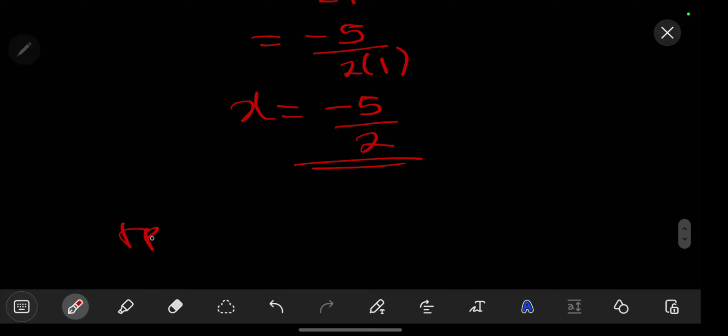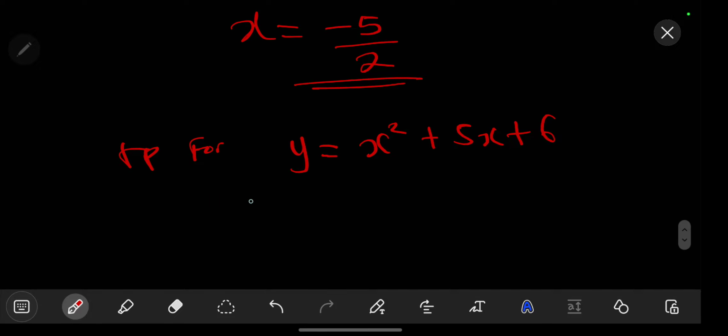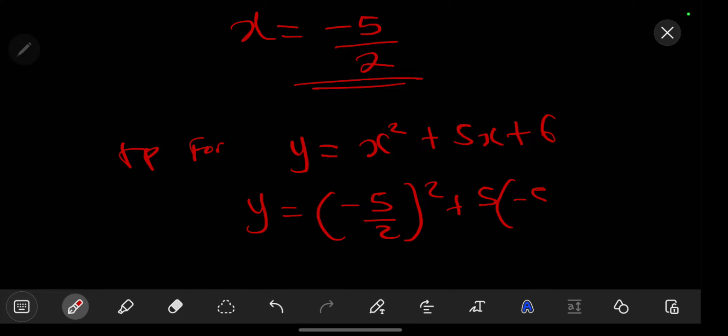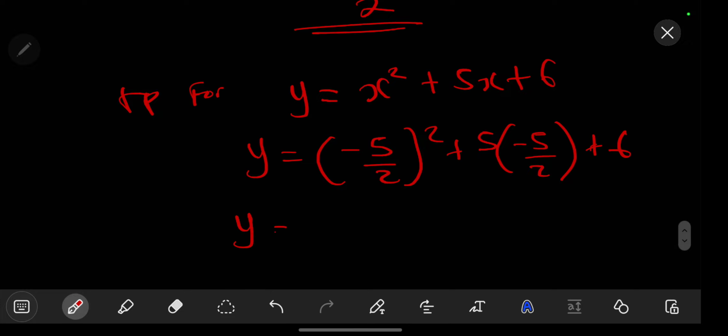So the turning point for y for the equation x squared plus 5x plus 6, where there is x, just replace this value. So we are going to have y equals negative 5 over 2 squared plus 5 times negative 5 over 2, plus 6, like that. So our y is equal to negative 5 squared.